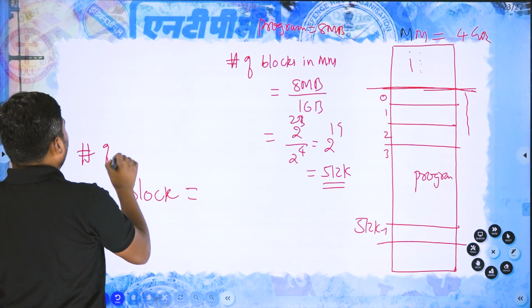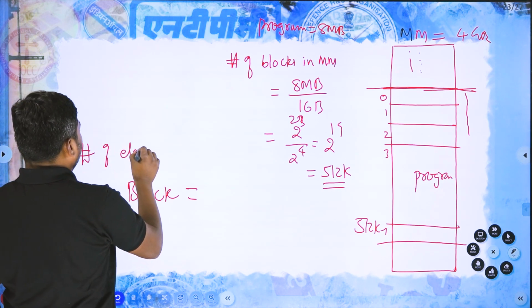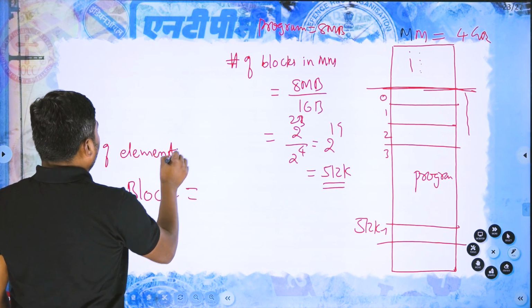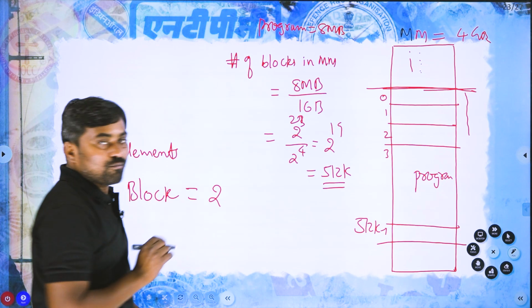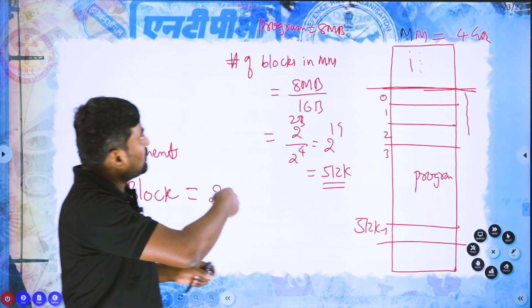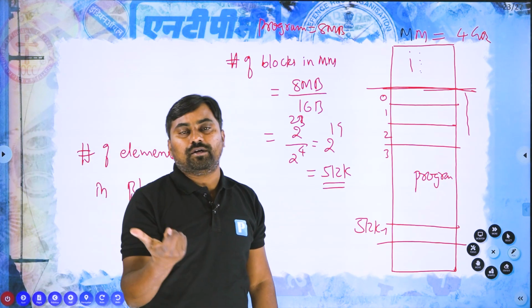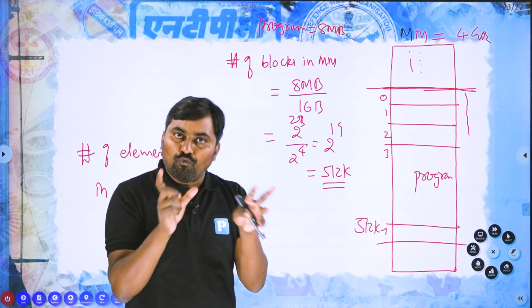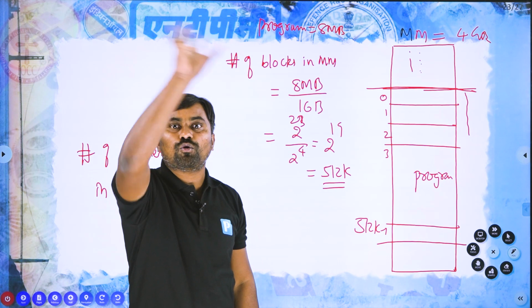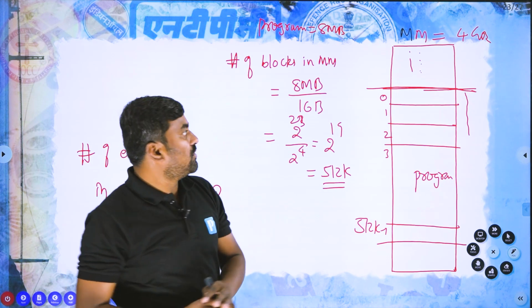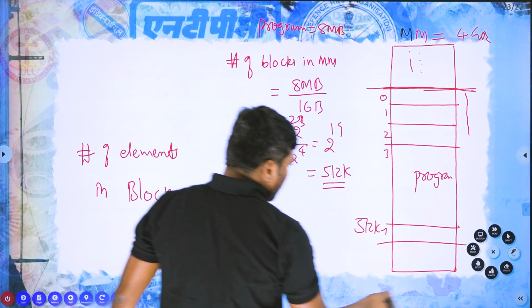Please understand the number of elements in a block. How many will be there? 2 only, correct or not? Because in the question, a double element takes 8 bytes, and my block is 16 bytes, so in one block you can place 2 elements only. And how is the program placed? Row major order. So I'll start loading here.